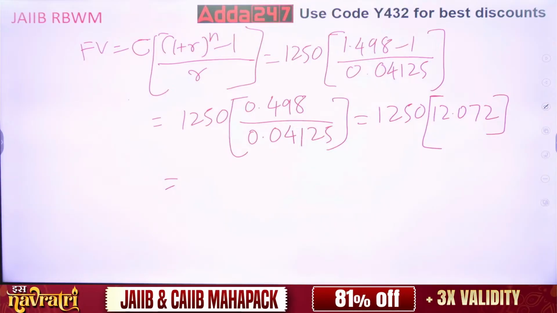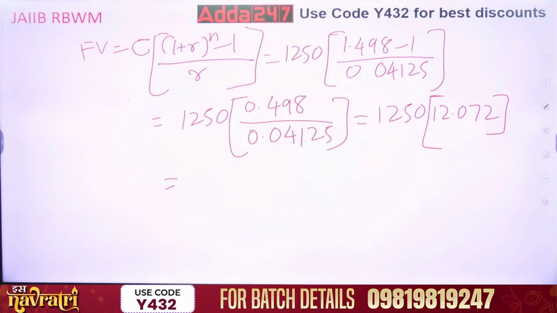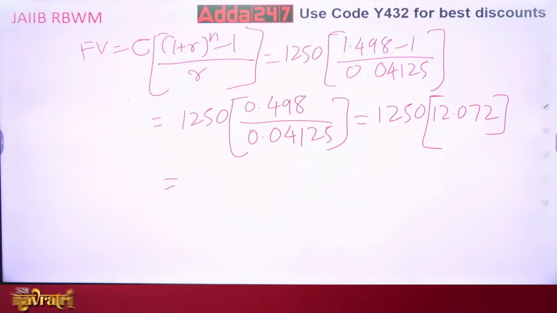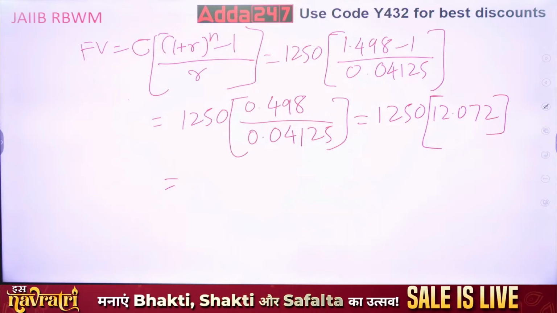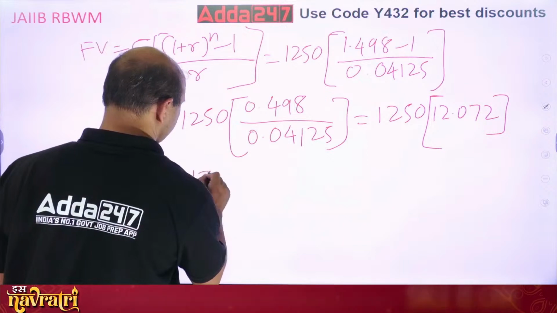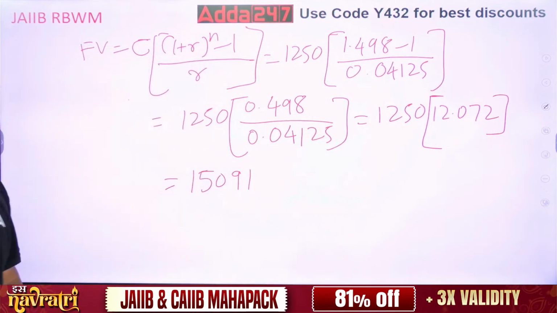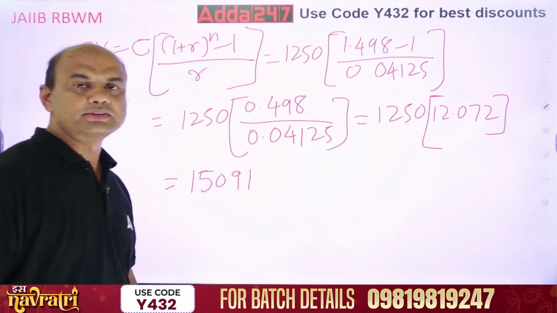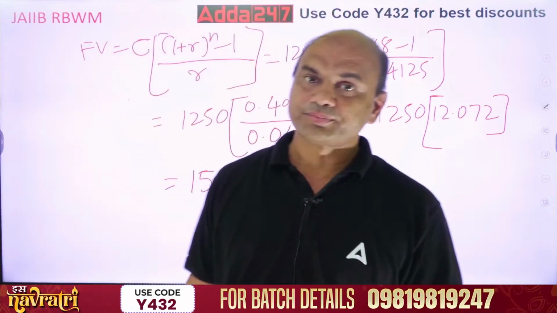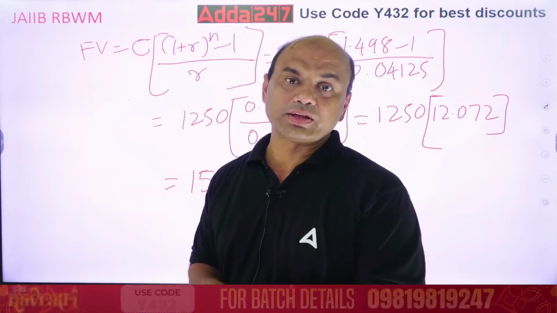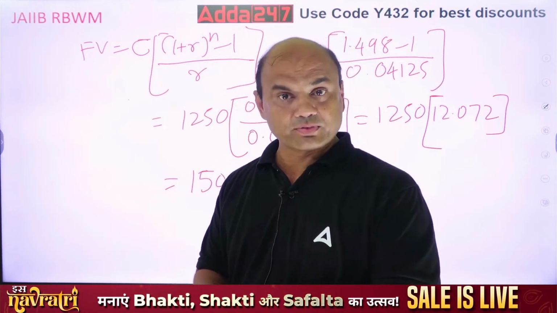12.072 into 1250 is 15,091. This is the future value. Okay? Kindly note, present value and future value, these two things are different.